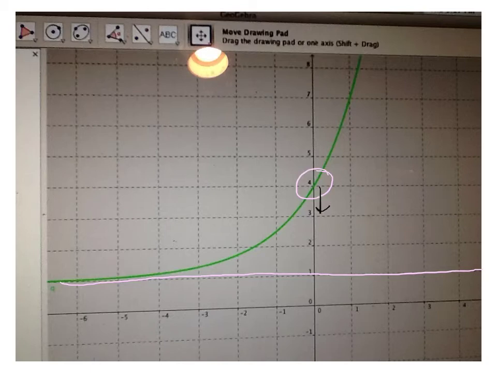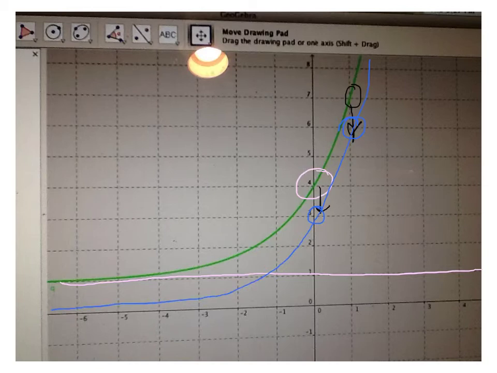So I'm going to push this 4 down to 3. I'm going to push this 7 down to 6. So the new curve goes like this. It's essentially the same curve. We're just pushing it back down so it's sitting on the x-axis instead.